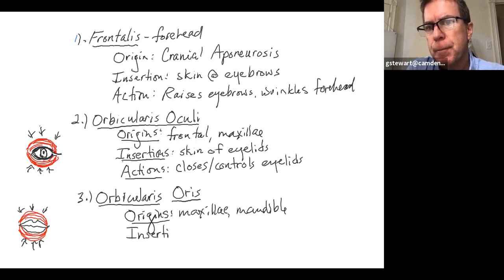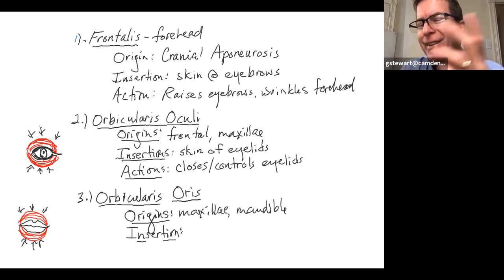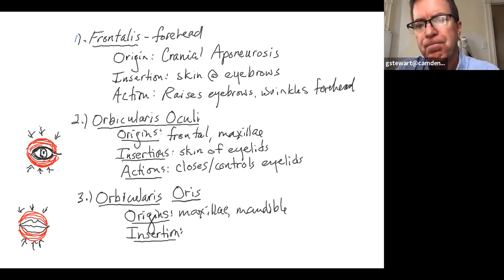Insertions. I'm just going to write insertion. Technically, mostly it's the skin at the angles of the mouth. I'm just going to say skin around mouth.